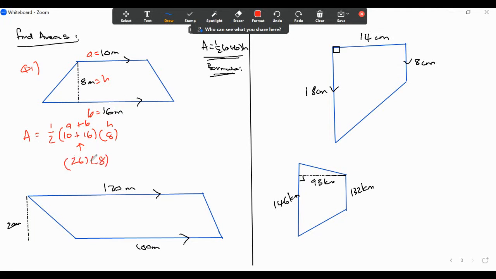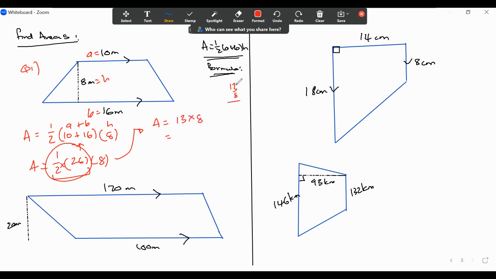When two brackets are next to each other and a half is in front, they all mean multiply across. So this will come to area is equal to a half of 26, a half times 26 is 13. And 13 times 8 is what we want to work out.